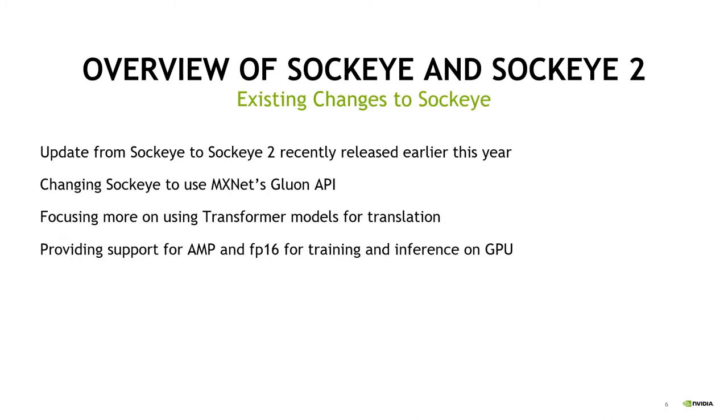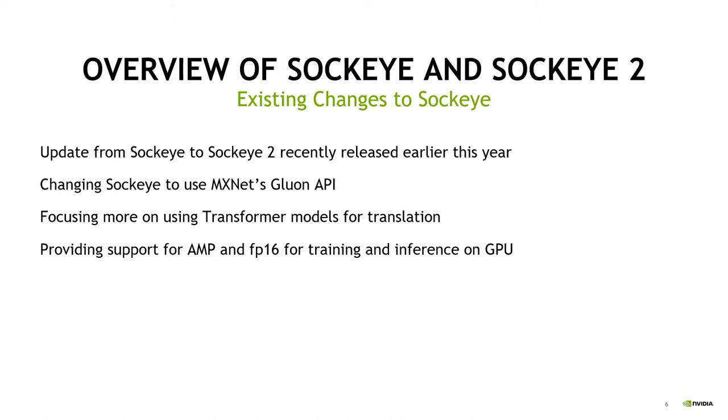Sockeye 2 is a recent update from Sockeye that was released earlier this year. Sockeye 2 has a number of fundamental changes that allow it to be more performant and easier to build on than before. First of all, Sockeye 2 now uses MXNet's Gluon API, which streamlines the process of building the models themselves. Sockeye 2 also cuts out RNN and CNN models to focus on using transformers for translation in order to get the most performance as possible for training and inference.